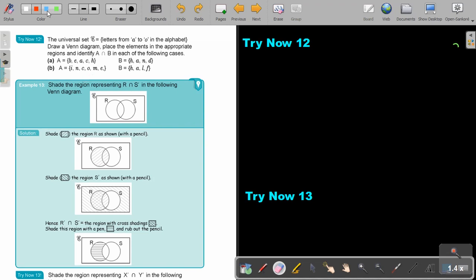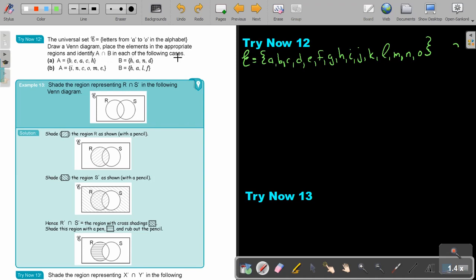Okay, let's start. The universal set E is the letters from A to O. So the best will first be to write it out. So A, B, C, D, E, F, G, H, I, J, K, L, M, N, O. Okay, that is it. Then I'm going to start and say A is this and B is this. Now draw and place the elements in the appropriate regions and identify in each of the following cases.